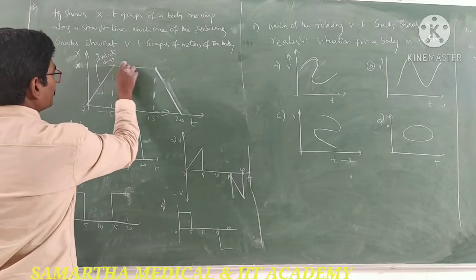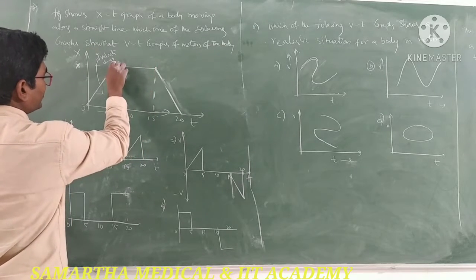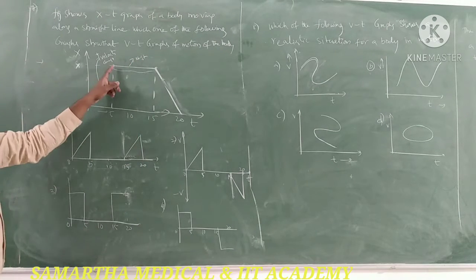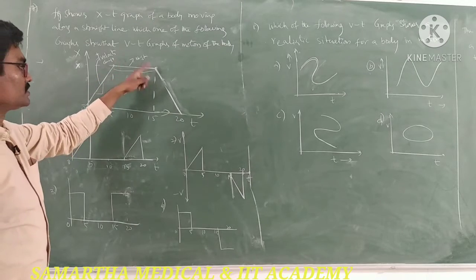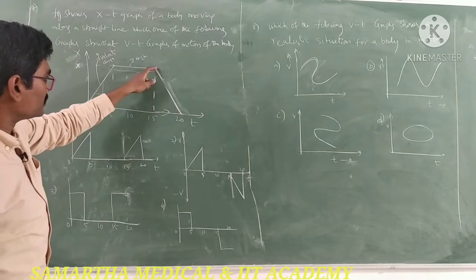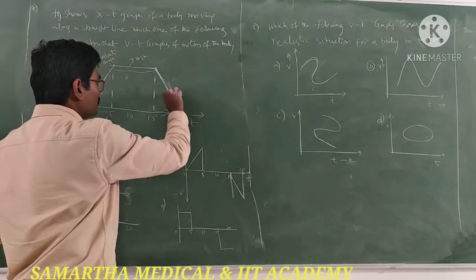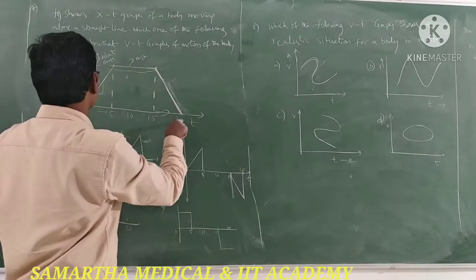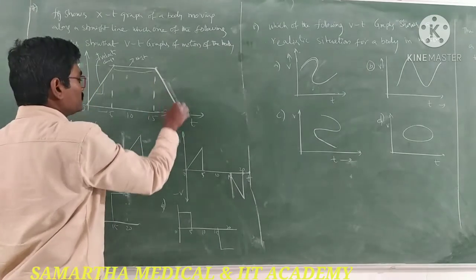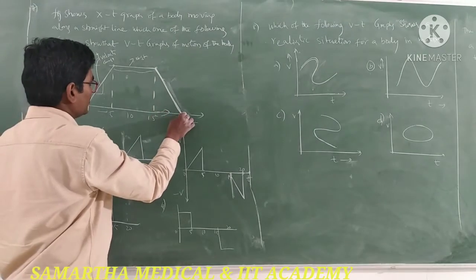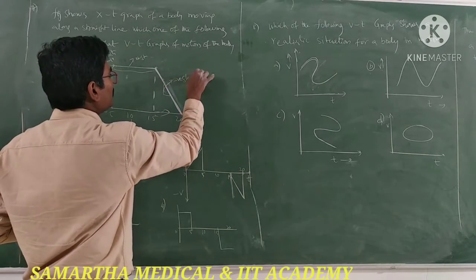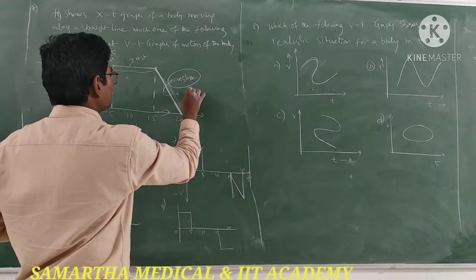Next, here the position of the particle remains the same. So that means from 5 to 15 seconds, the particle is at rest. Then from 15 to 20 seconds, the particle is going in the reverse direction. The displacement is coming back to 0. So the position of the particle goes from some x2 to 0 during 15 to 20 seconds. So here it will have a negative slope. Negative slope means the particle has negative velocity.